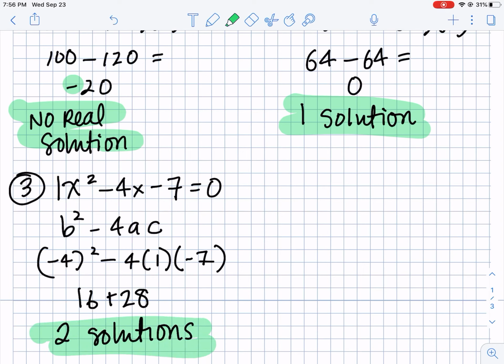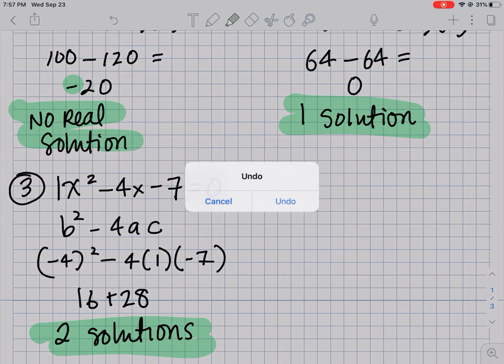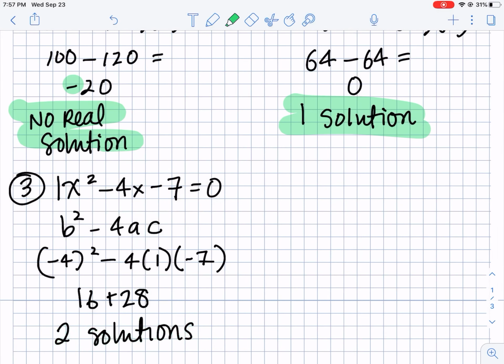And that, my dear friends, is the discriminant. Could we have gone to the length of solving these? Yes. Could we have gone to Desmos and put these in and seen if they cross? Yes. The discriminant is just another tool in our toolkit.